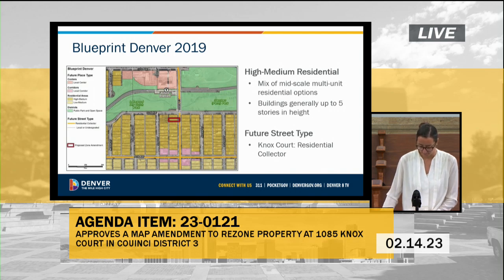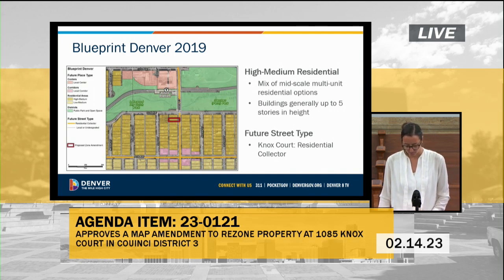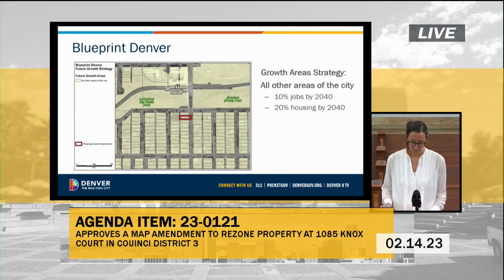this future place type. Knox Court is a residential collector, which are mostly characterized by residential uses, but might also include schools, civic uses, parks, small retail nodes, and other similar uses. The growth area in Blueprint Denver is all other areas of the city. These areas are anticipated to see a 10% employment growth and 20% housing growth by 2040.